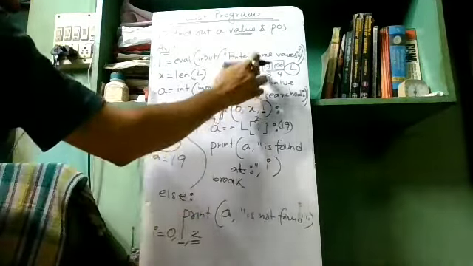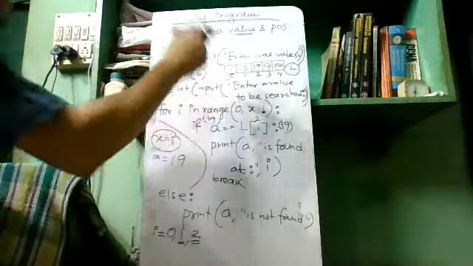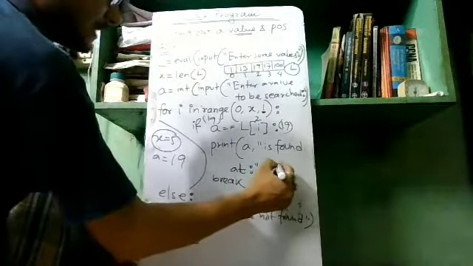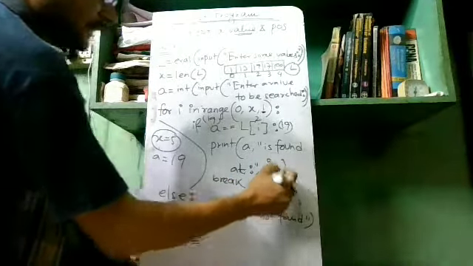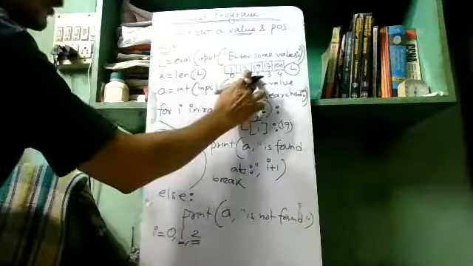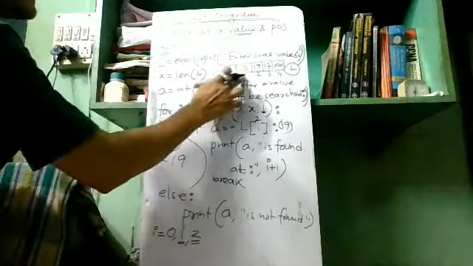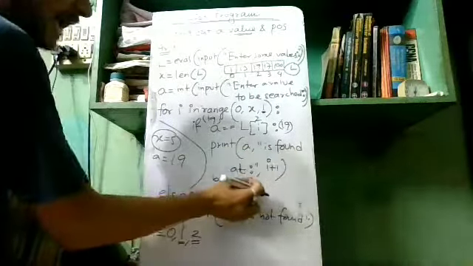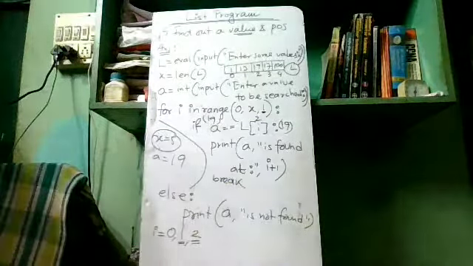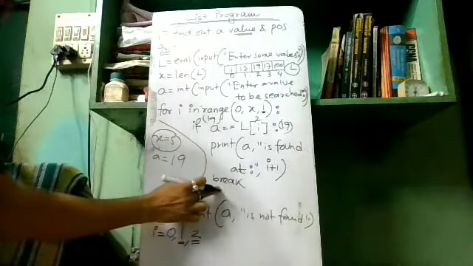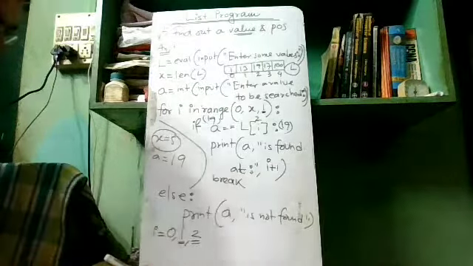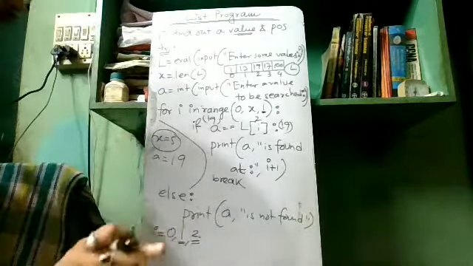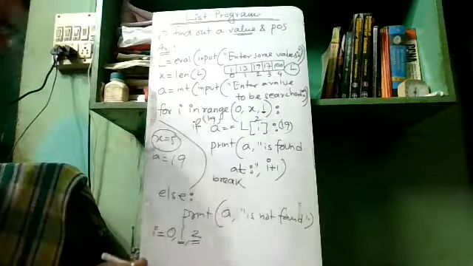I means 2. But remember, the index value is 2, but the position is 3. So we will write I plus 1, that means 3. The index is 2, but the position is third: first, second, third. That is why I have written I plus 1. So 19 is found at third position. Then break. When break occurs, the control will come outside of the for loop. Don't think break will move you into else. No. Break will move you outside of the for.